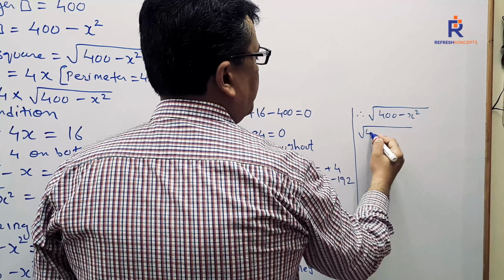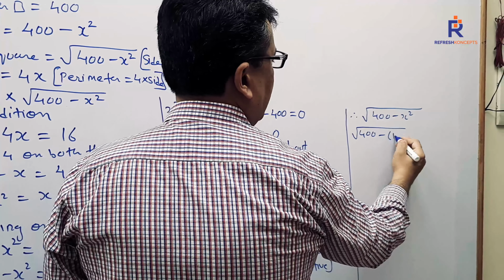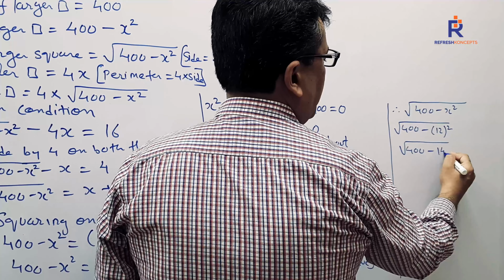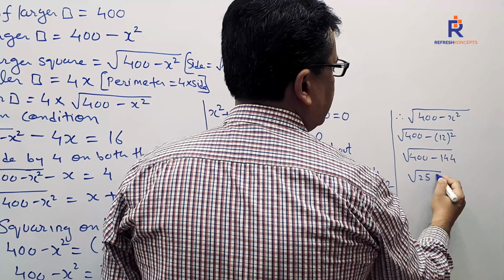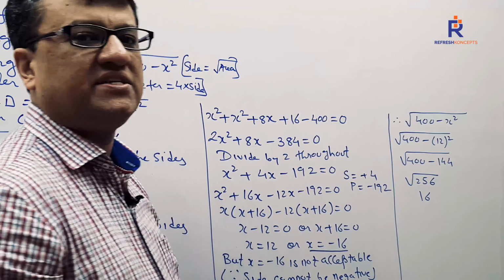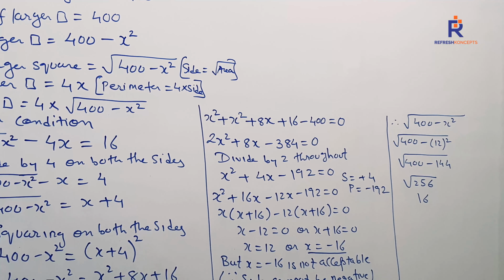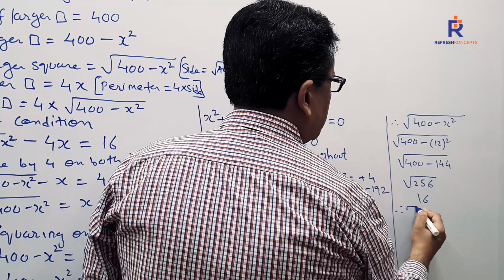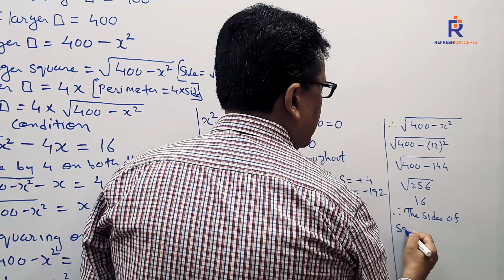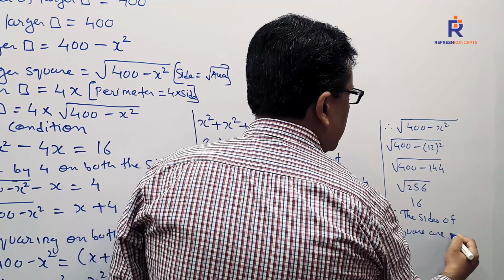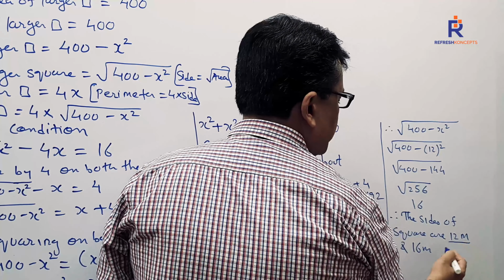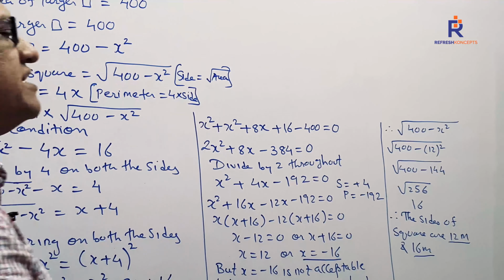Under root of 400 minus 12 square, under root of 400 minus 144, 256. Square root of that is 16. Children, we will not take plus or minus. Once again, side cannot be negative. Therefore, the sides of the squares are 12 meter and 16 meter. The smaller one 12 meter, the larger one 16 meter.